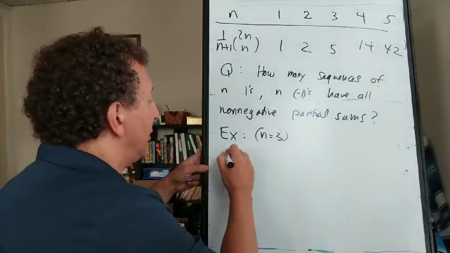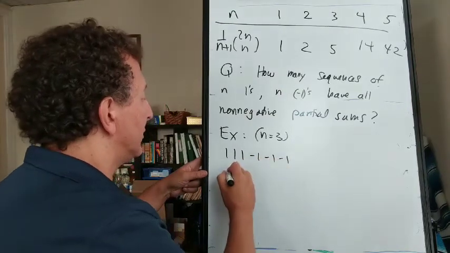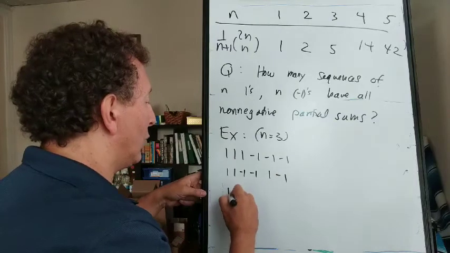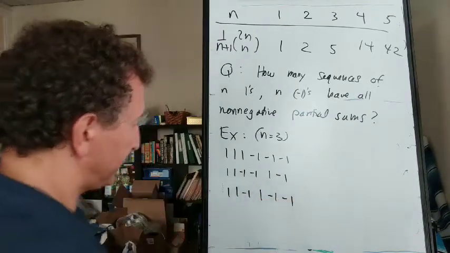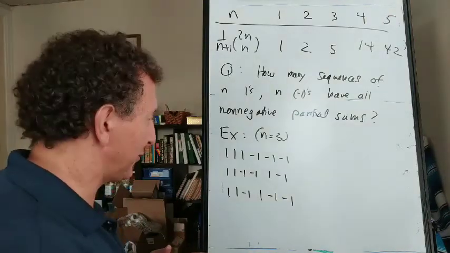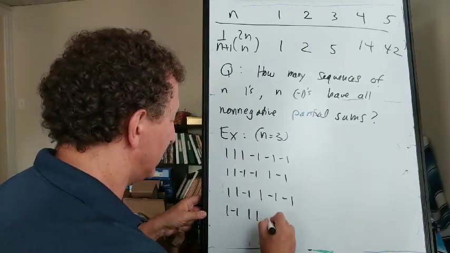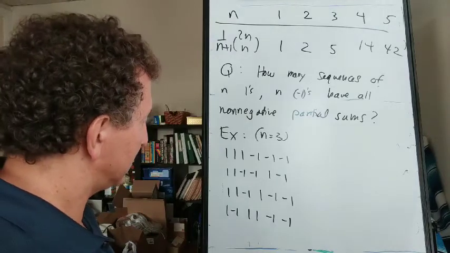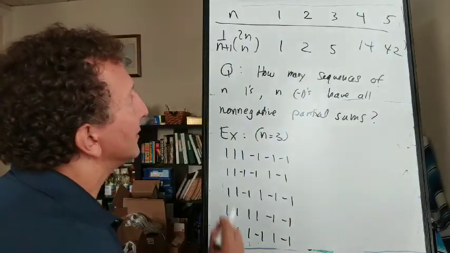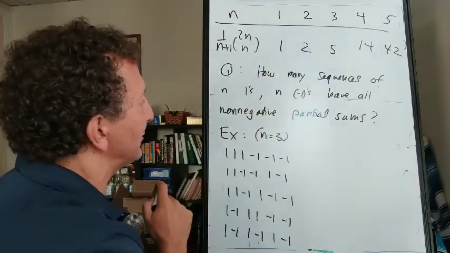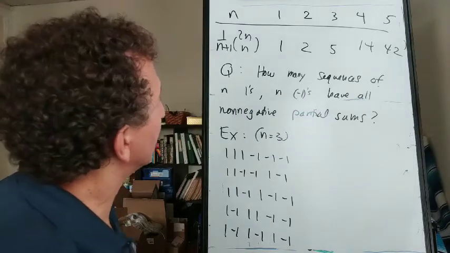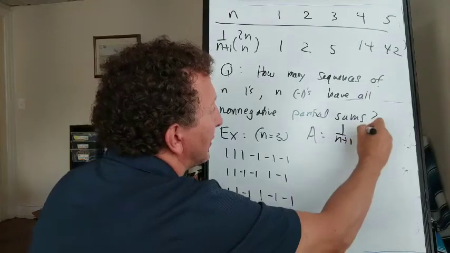So for n equals 3, we have 1, 1, 1, -1, -1, -1, 1, 1, -1, -1, 1, -1, 1, 1, -1, 1, -1, -1. So the trick is to always write down more ones so far than you've written down negative ones. 1, -1, 1, 1, -1, -1. 1, -1, 1, -1, 1, -1. So I think that's it. There's 5 of them. Now the third number in our sequence here is 5. So it's possible that these are in bijection with the lattice paths. The answer is 1 over n plus 1, 2n choose n.